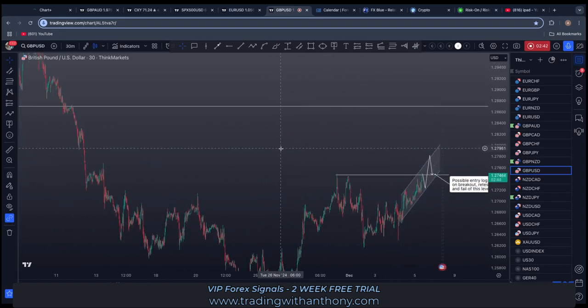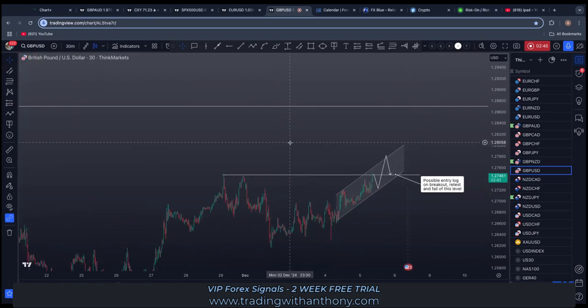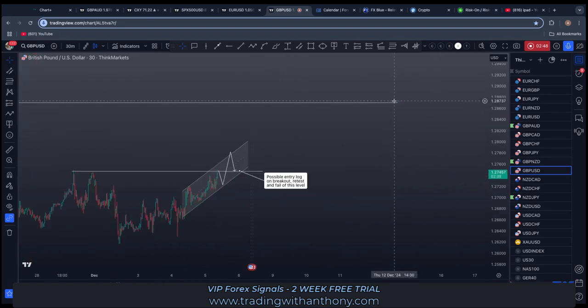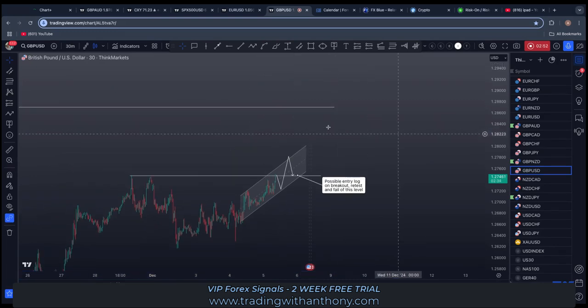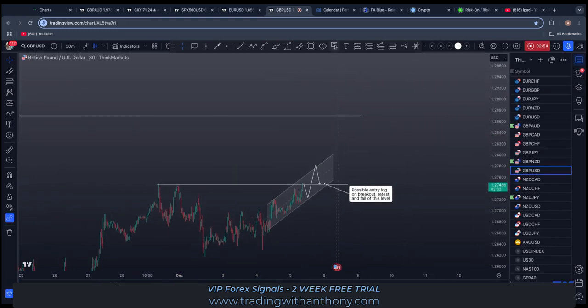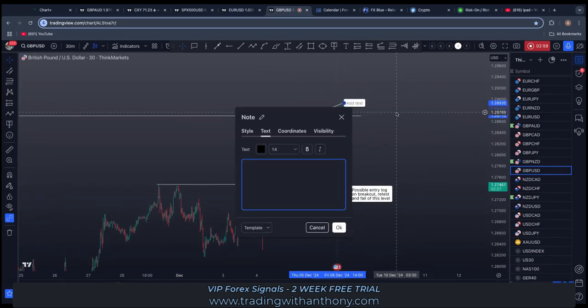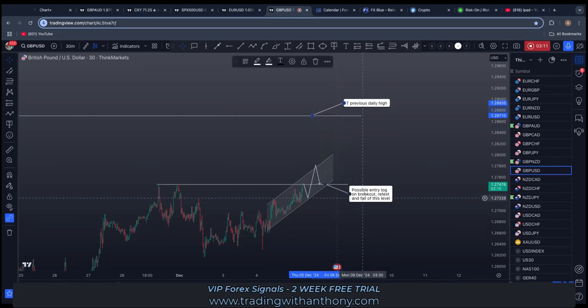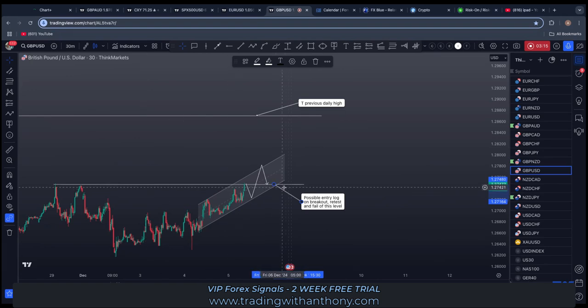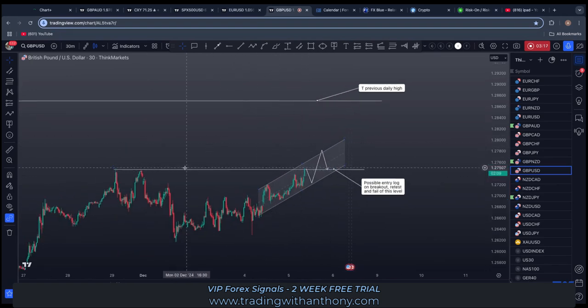All right, that makes a lot of sense to me, guys, and that's my target. Okay, this is a previous daily. We could mark that up. So the target is a previous daily high. So that's what I'm looking at. So it's absolutely depending on whether we see a break of this level here and it pulls back into it.